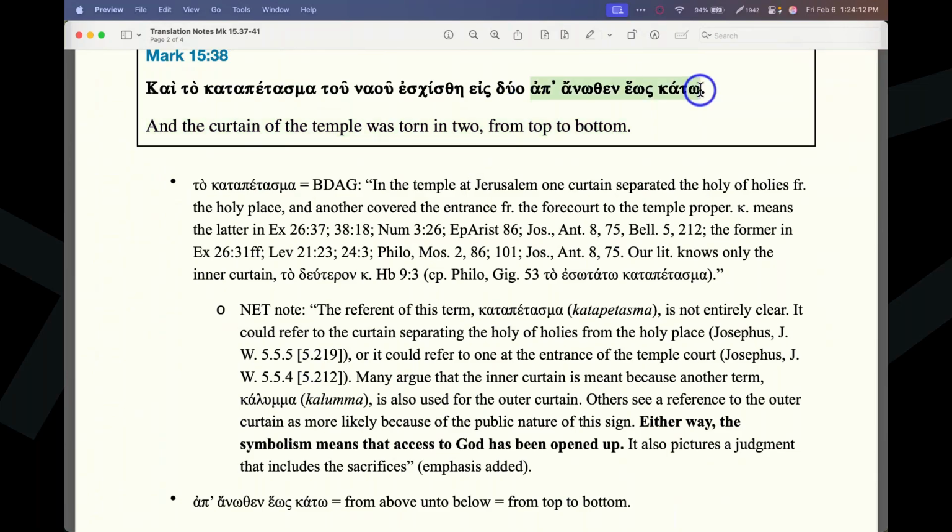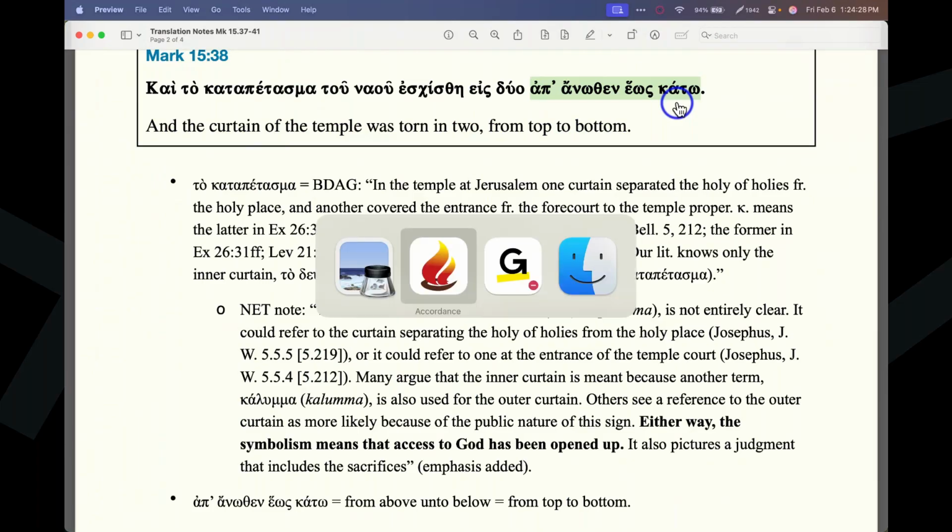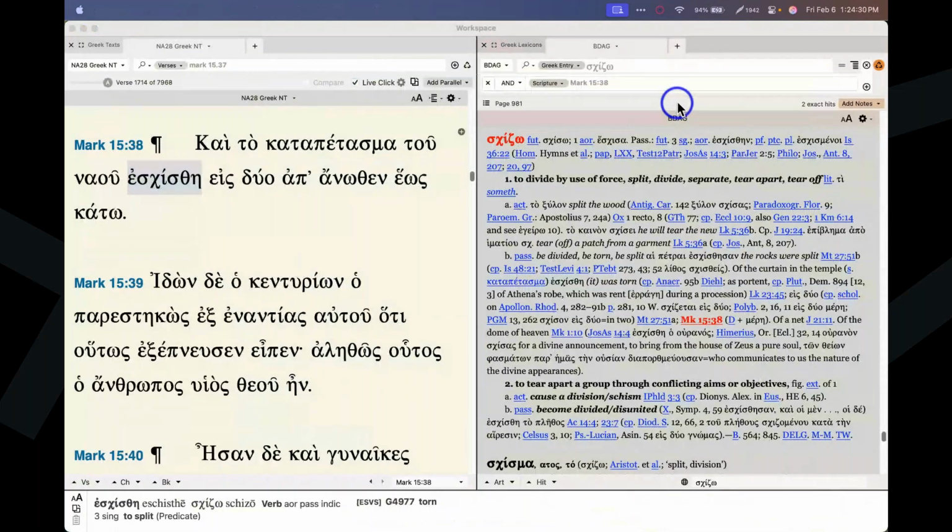And then again, if this is in fact emphatic, you get this not just torn into two, but from top to bottom. Think about the phrase from Alpha to Omega, from A to Z, all the way. Again, there's no question. It's not just a small hole that someone can barely peer through. I mean, this is all the way split top to bottom. So I think in that interpretation of this being symbolic, there's even more emphasis there. So that's verse 38. And the curtain of the temple was torn in two from top to bottom.